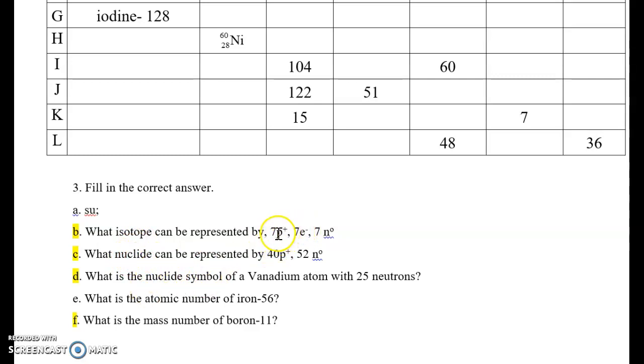All right, so remember to find the element symbol, you look at the proton. 7 protons is nitrogen. So I write nitrogen here, and then the dash, and then I need the mass number, which is protons plus neutrons. Okay, 7 and 7 is 14.